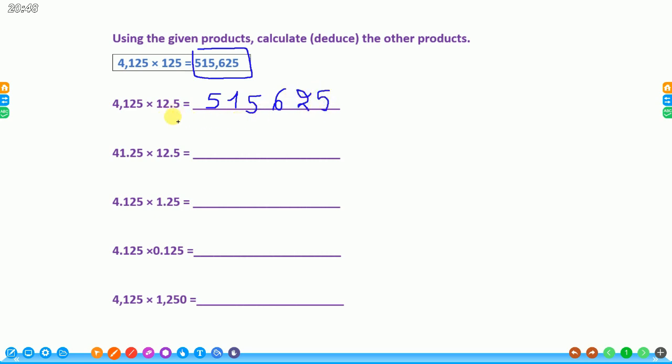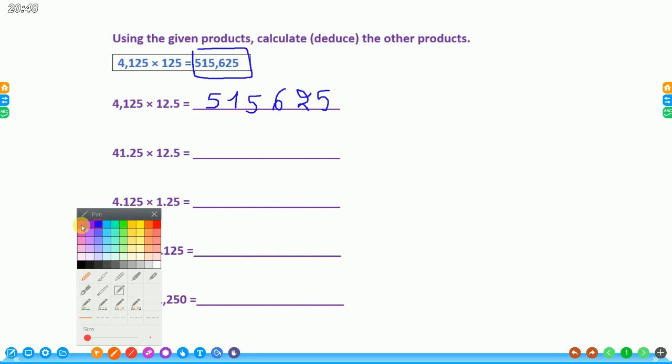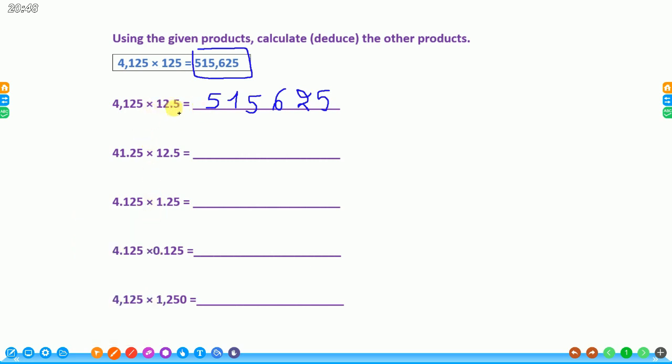Then we count how many digits we have after the decimal point in total. Here we don't have any digits after the point. It's a whole number. Here you have 1 only. In the final answer you must have 1 digit after the point. So we put the decimal point between 2 and 5. And my answer is 51,562.5.